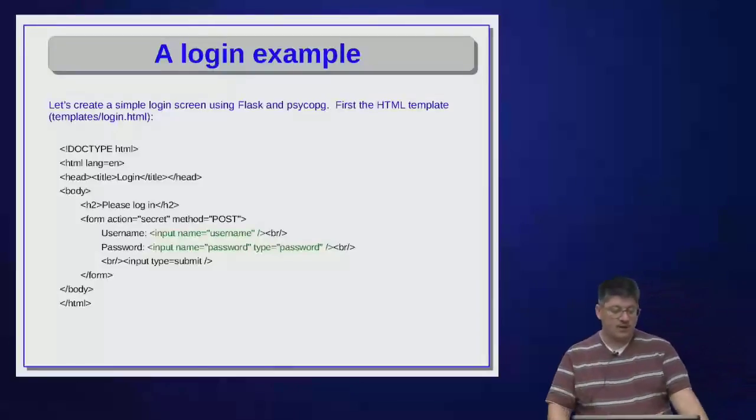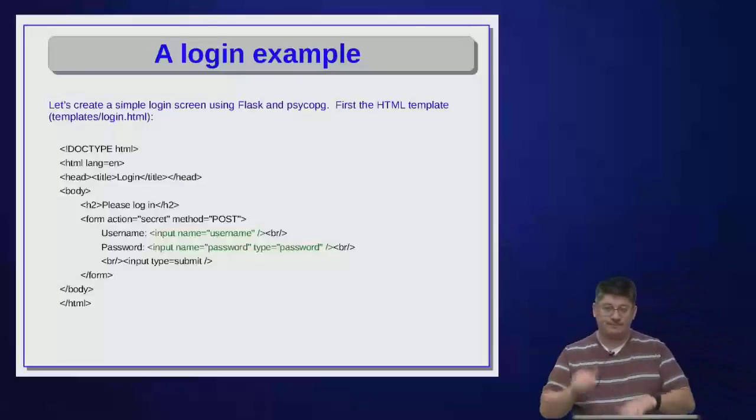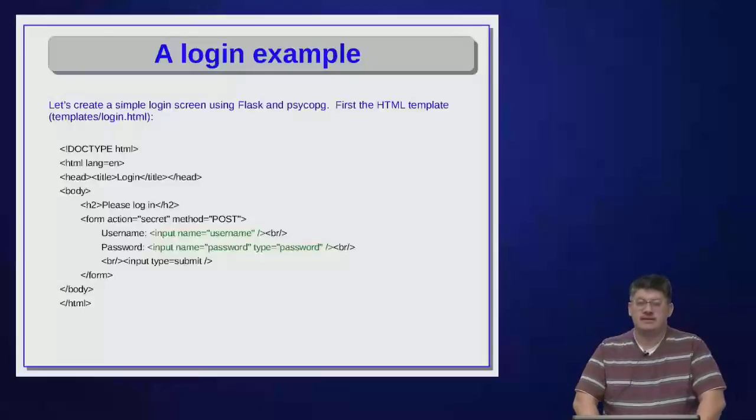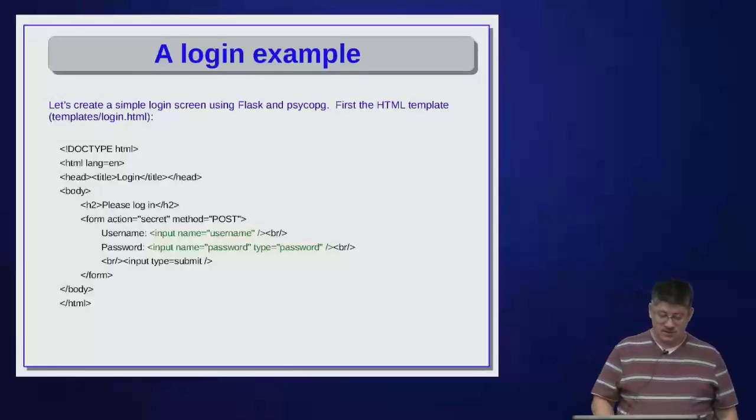And in between, we've got an H2 header that says please log in, and then a form. And that form is going to call the secret route in Flask. So the action is secret. And we're going to use the post method. It basically just has two inputs, one for the user, one for the password, and then it has a submit button. So pretty straightforward.